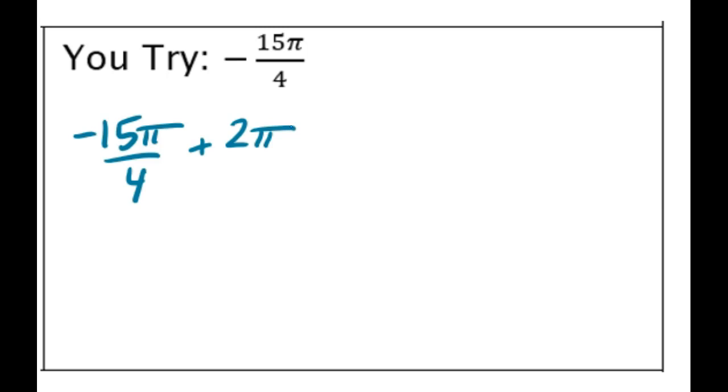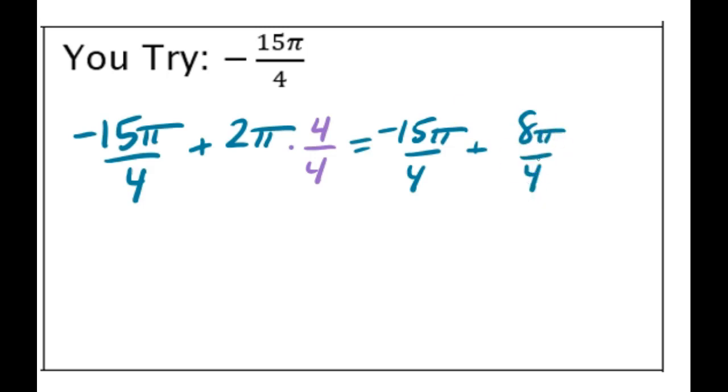To get a common denominator, we're going to multiply 2 pi by 4 over 4. And what that's going to do is give us the same denominator. So I'm going to copy down negative 15 pi over 4, and then I'm going to do plus, and then I would have 8 pi over 4. So now I have a common denominator. Now what I'm going to do is add together my numerators. So if I do negative 15 plus 8, that's going to give me negative 7 pi over 4.